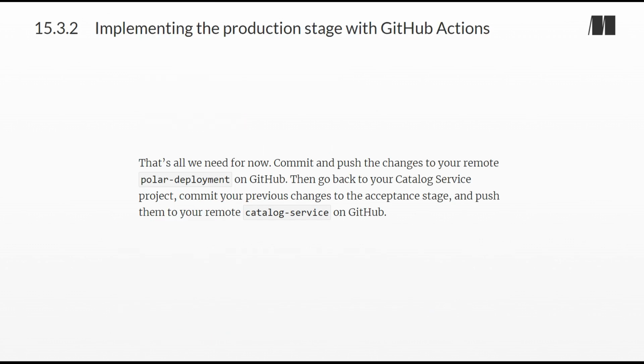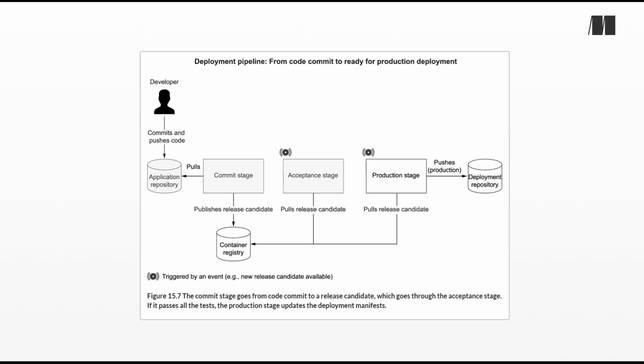That's all we need for now. Commit and push the changes to your remote Polar deployment on GitHub. Then go back to your Catalog Service project. Commit your previous changes to the acceptance stage and push them to your remote Catalog Service on GitHub. The new commit to the Catalog Service repository will trigger the deployment pipeline.